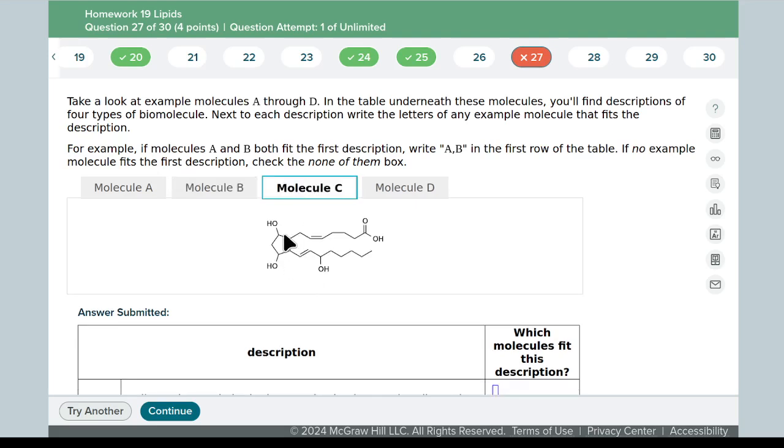Here is a prostaglandin. There's the 5-membered ring, and we've got 8 carbons and 7 carbons for a total of 20, slightly lopsided tails here. This is a short-range messenger for things like pain and inflammation.